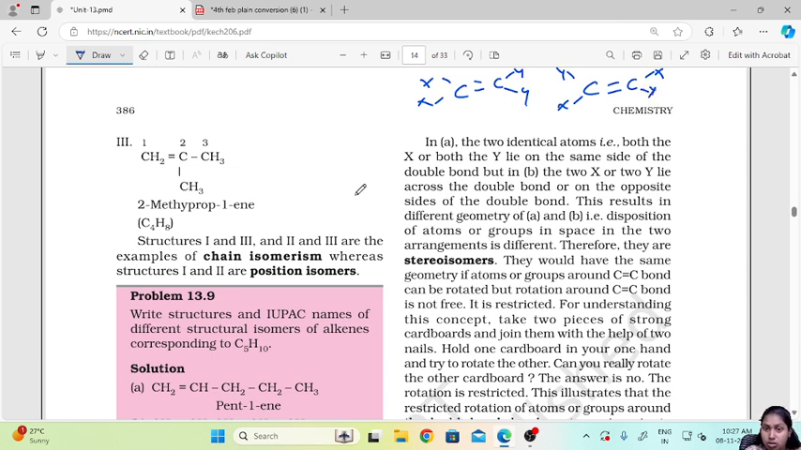Okay, they are present cross to each other. Now, this results in different geometry. You can get two different types of geometry: one where both the molecules are present on the same side, and in the second structure they are present opposite to each other. Now, the disposition of atoms or groups in space in the two arrangements is different. Therefore, they are stereoisomers. So, these are called stereoisomers.